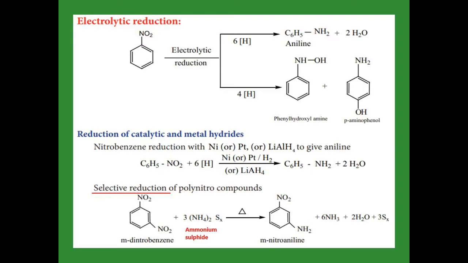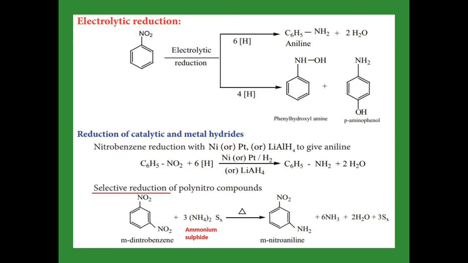The next one, reduction in the presence of a catalyst or metal hydride takes place, meaning we get the product aniline. Aniline we are getting by removing 2 oxygen from nitrobenzene. Instead of 2 oxygen, we are introducing 2 hydrogen, meaning we get aniline as the product.